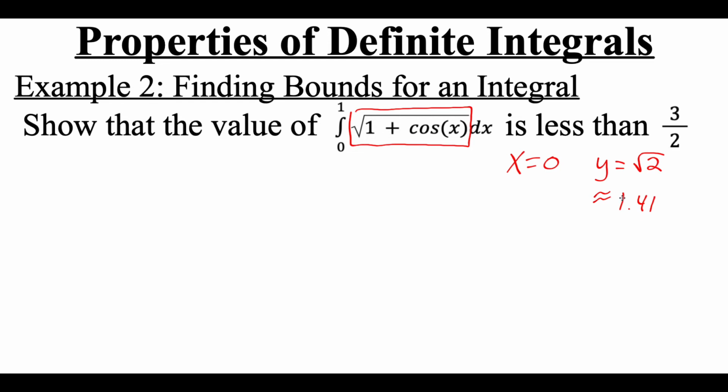Now, because of our maximum property, the maximum property says that if we take the maximum value of our function, which is that square root of 2 on this interval, times the difference in the upper limit minus the lower limit, that is the upper boundary of the integral of our function. So we know that our upper boundary is going to be at that square root of 2, or about 1.41. So 3/2 is 1.5 as a decimal, so this upper boundary is less than 1.5.